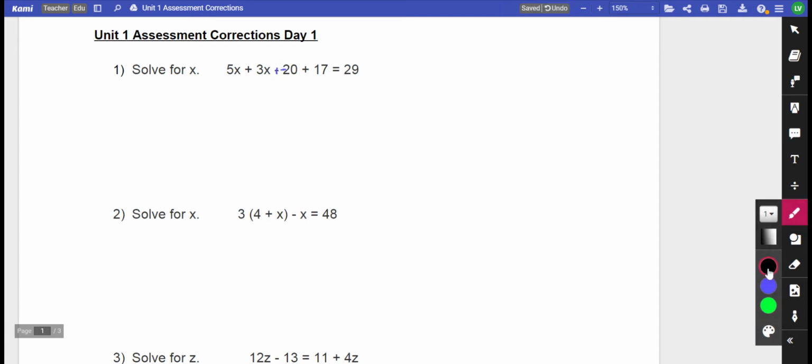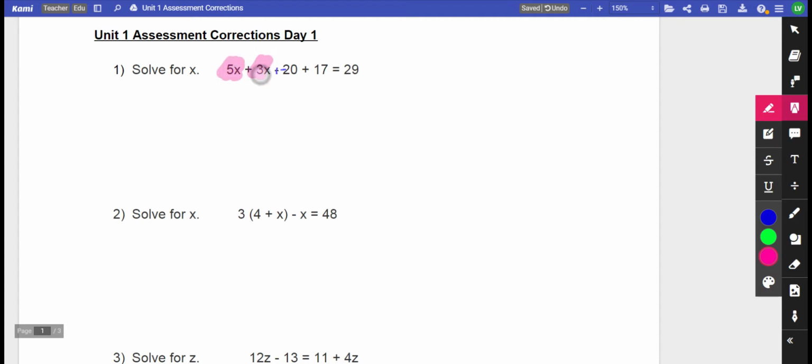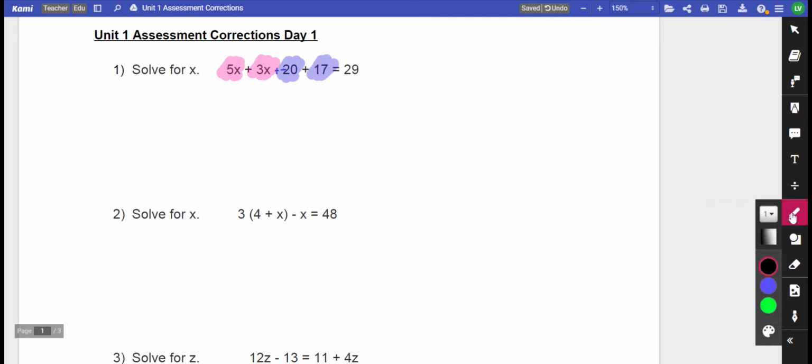Then from there, I want to find my like terms so I know what to combine. So I'm going to start with the left side of my equation. 5x and 3x can be combined together. Negative 20 and 17 can be combined together. So when I combine 5x plus 3x, that simplifies down to 8x. Plus, negative 20 plus 17 is a negative 3. And I need to bring down equals 29.